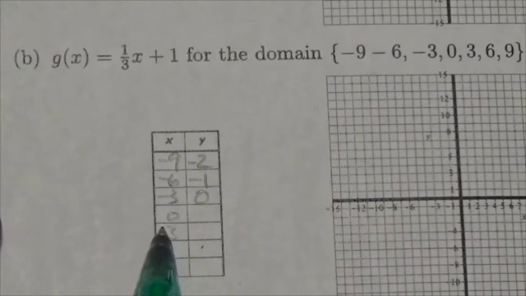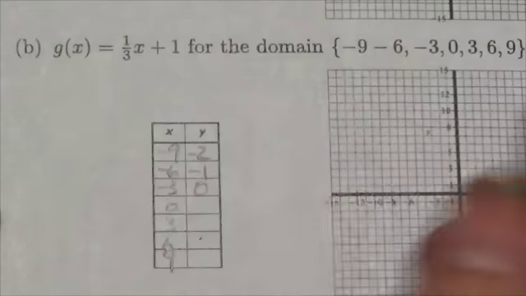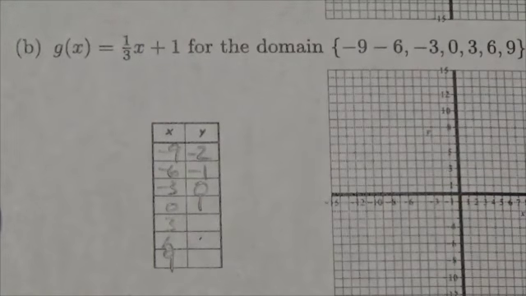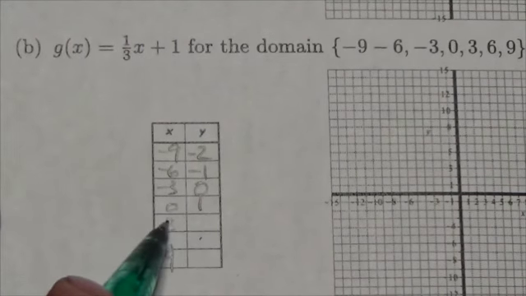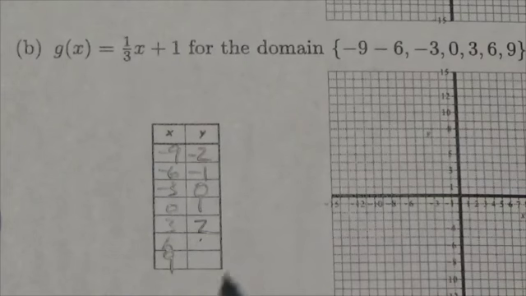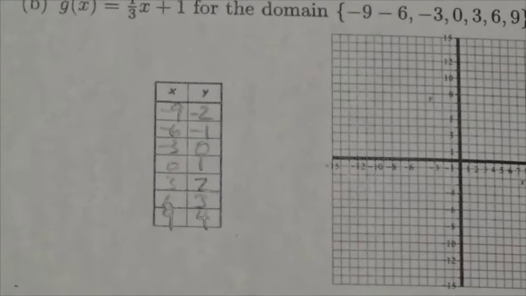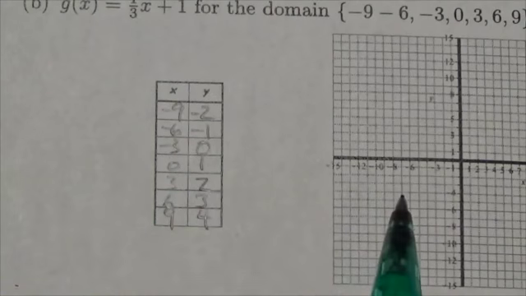The next one's wonderful because if you throw a 0 in there, a third of 0 is 0 plus 1 is 1. A third of 3 is 1 plus 1 is 2. A third of 6 is 2 plus 1 is 3. And a third of 9 is 3 plus 1 is 4. So here are my points here.